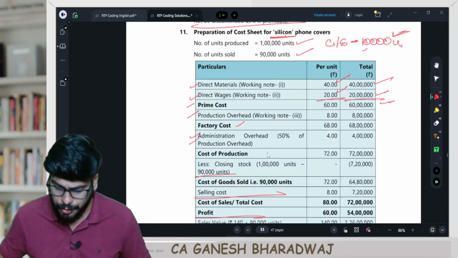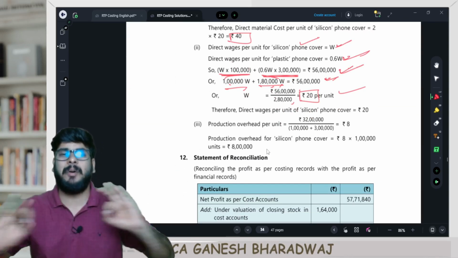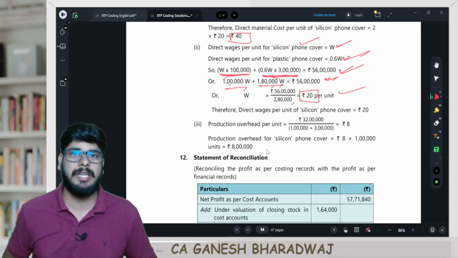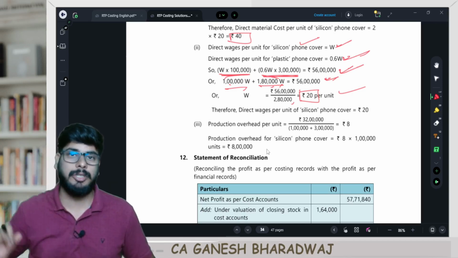So now how will you do this? Very simple. In this case, what they have done, the per unit overhead cost for both the products is going to be the same. This is what they have said, which means what? The per unit rate of overheads is going to be common for both the products, right?